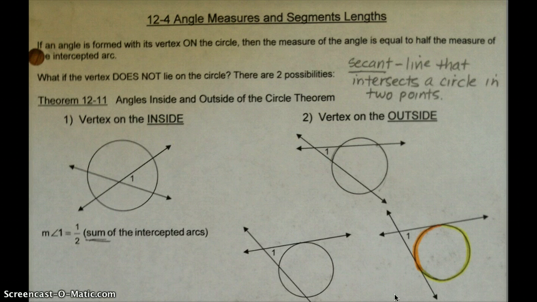Theorem 12-11 says that angles inside and outside of the circle theorem. So we can have a vertex on the inside. So this vertex here is on the inside of the circle, but it's not at the center. So we need to think about what the measure of this angle will be. Well, it's not an inscribed angle, so it won't be half the measure of the intercepted arc. And it's not a central angle, so it won't be the actual measure of the arc.